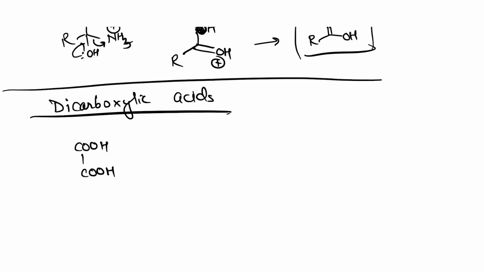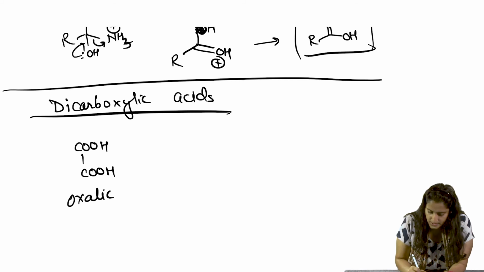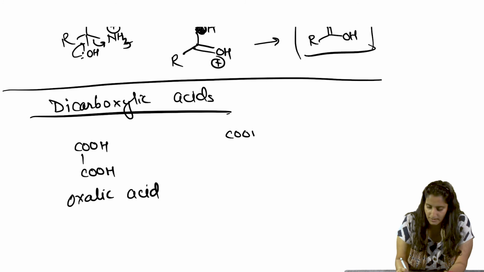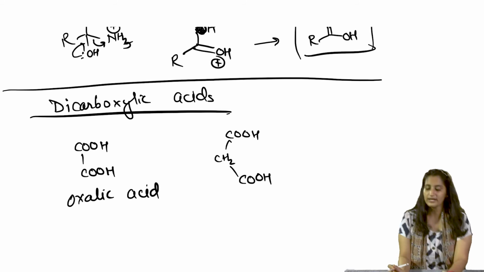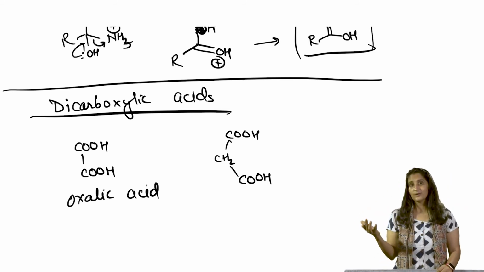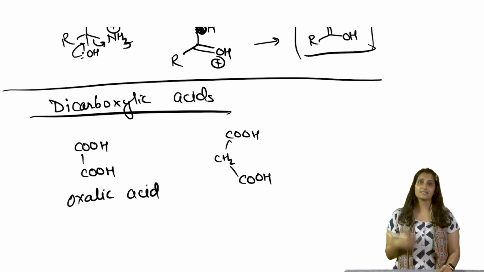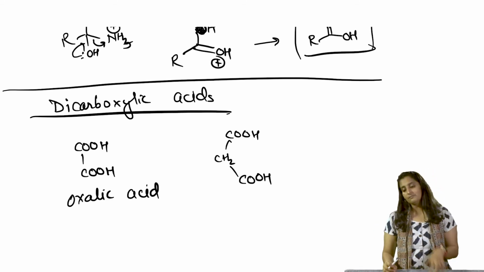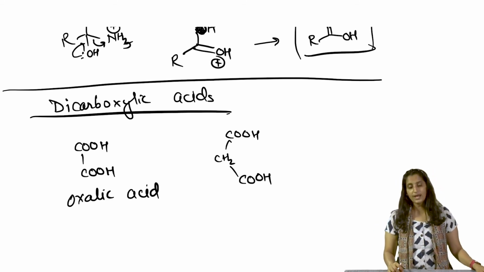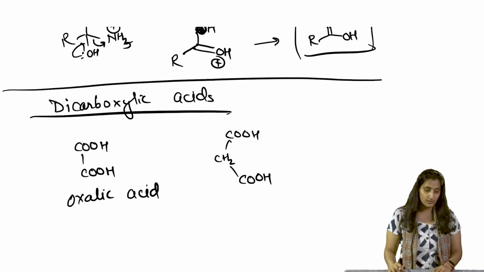Then we have malonic acid, for example, here. Sorry, so this is oxalic acid, and then we have malonic acid. Malonic acid, we are going to cover in the case of malonic ester synthesis. It is a very important way to synthesize various other molecules.